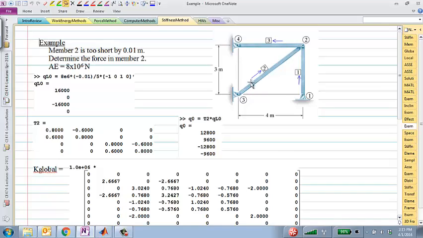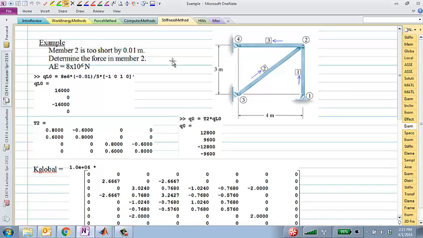Since this member 2 is too short, let me ask you this: what kind of forces, tension or compression, would you expect in member 2 in the final deformed configuration? It's too short. Yeah, so the rest of the members of the truss would try to pull it apart. So it would be in tension. And that would cause what type of forces in members 1 and 3?